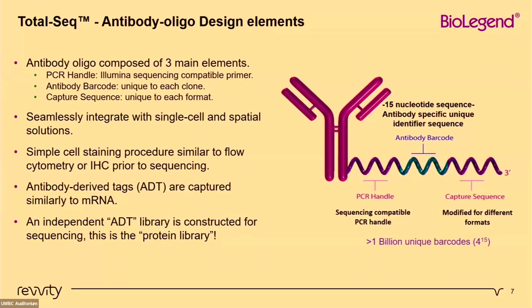And so for a while now, we've been selling products in this arena. And so our antibody oligo design elements are as follows. We have 3 main components in this oligo. We have a PCR handle, which is Illumina sequencing compatible. We have an antibody barcode that's unique to each individual clone in our portfolio. And then we have a capture sequence that is modified for different formats of our TotalSeq antibodies. And I'll go through the different ones that we have in a couple slides.